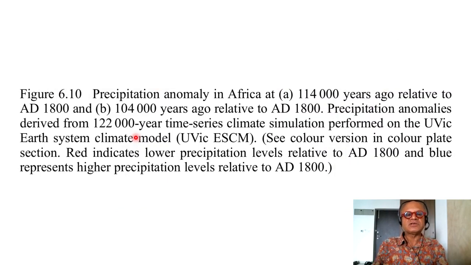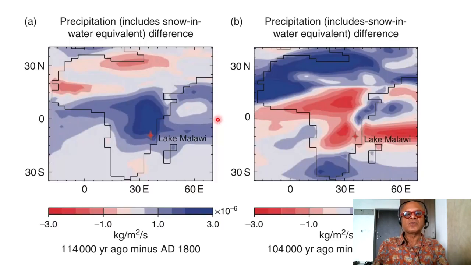Okay, so this is going into precipitation anomaly in Africa at 114,000 years ago and 104,000 years ago. So just another climate signal. So we are moving progressively towards the end of the last glacial maximum into the Holocene.